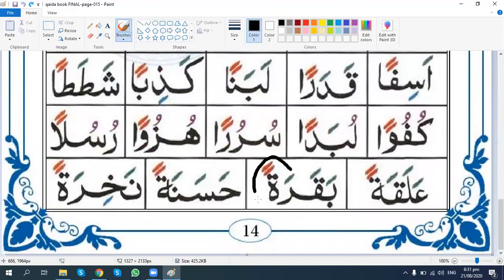As I told in, I think, the third lesson, this letter we call round ta. So here you can just ask your student what is the name of this letter, and he will tell you this letter name is round ta.